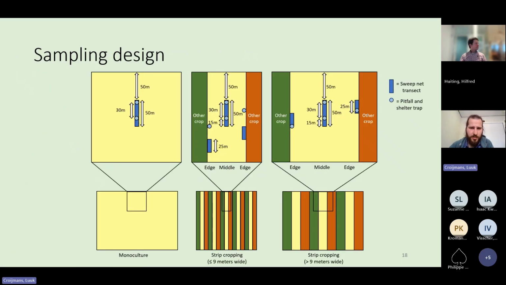Well, this was a bit of our design that we rolled out across all the farms. So we had this kind of standardized design. On the left, you can see how we did it in the monoculture. Here you can see one sweep net transect and 2 pitfall traps, but this is times 3, so we had some replications per farm as well. And in the strip cropping, as you can see on the right, we measured both in the middle of the strips and on the edges of the strips, because it could be that certain effects are strongest at the edges where the crops are next to each other, and we're curious if it would also happen in the middle and if there's a difference between that.